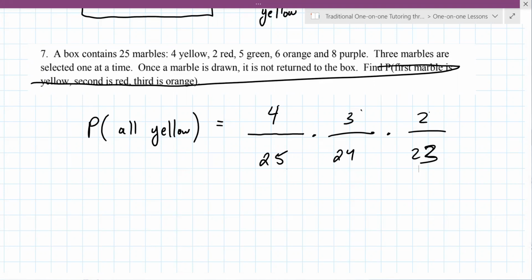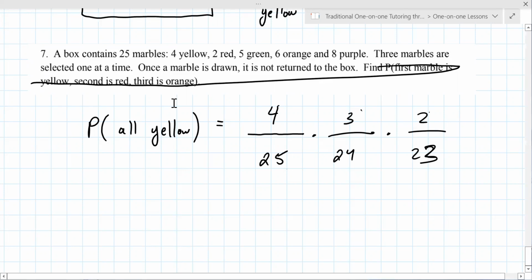Okay. And then it's the same way as far as how you find it. You just multiply this together the same way. Multiply the top, multiply the bottom, divide, and you get a pretty small number.